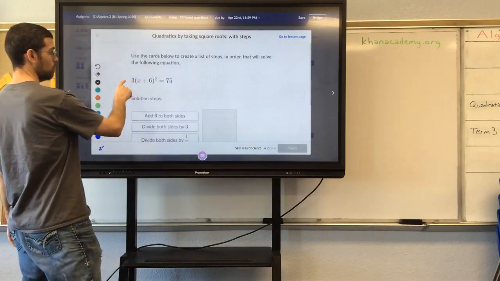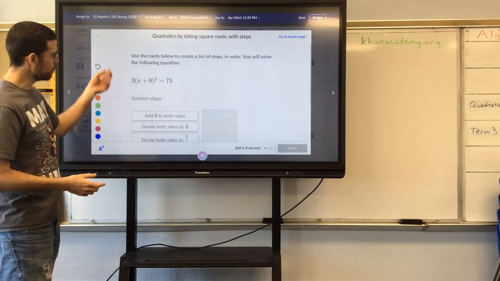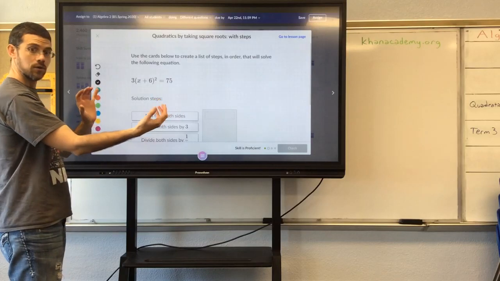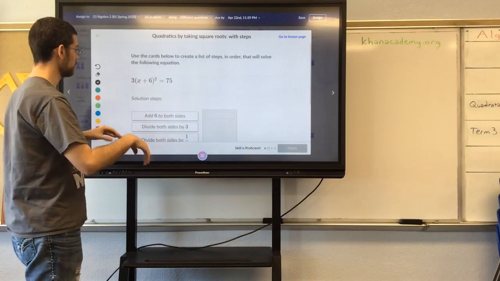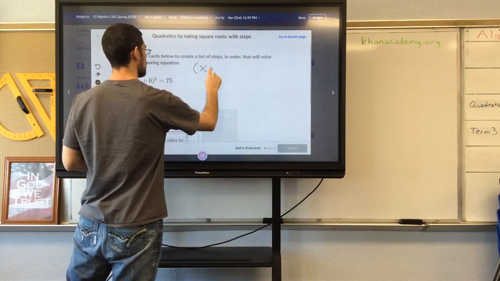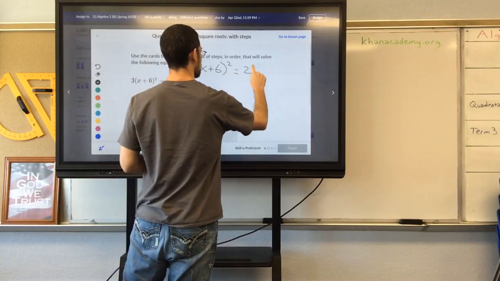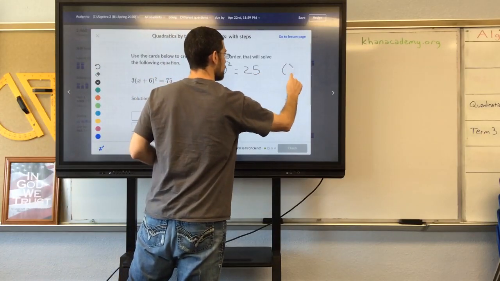So we want to isolate x. So right now we have 3 times an expression that includes x. If we want to get that 3 away, we have to undo multiplication, so we divide by 3. That gives us x plus 6 squared equals 25. So that was dividing by 3.